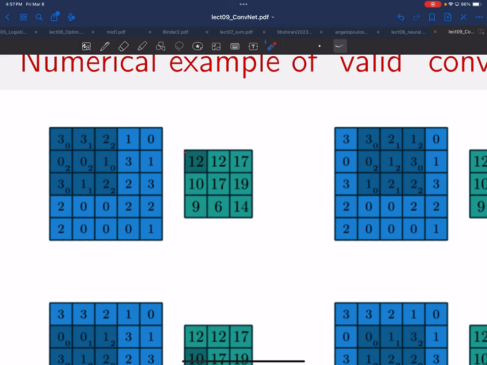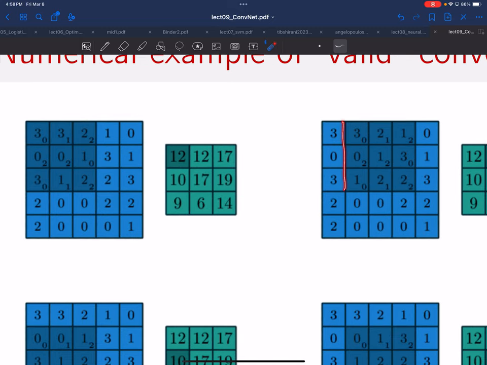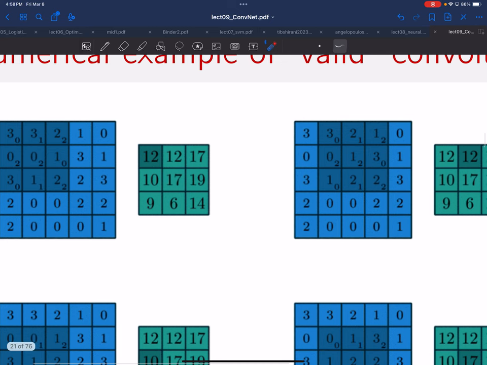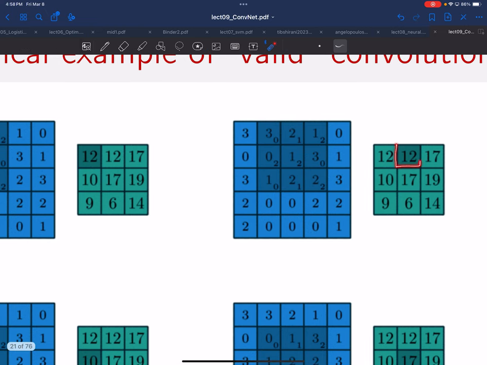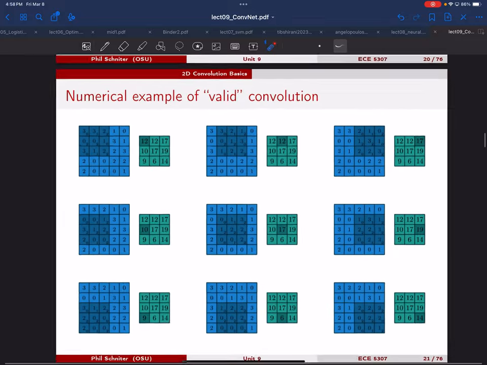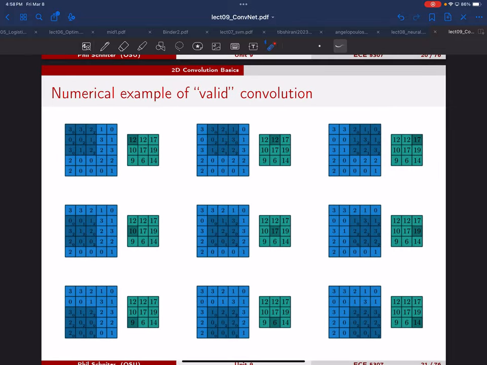And if you want to know how this was computed, it's 3 times 0 plus 3 times 1 plus 2 times 2 plus 0 times 2 and so on. You add up all those, you get 12. And then if you shift your kernel to the right by 1, you can see the kernel values are the same, but now it's just shifted over. You do 3 times 0 plus 2 times 1, and so on, and it turns out you get 12 again. But just the details of how you can get all those numbers to see exactly what convolution is doing, at least in valid mode.